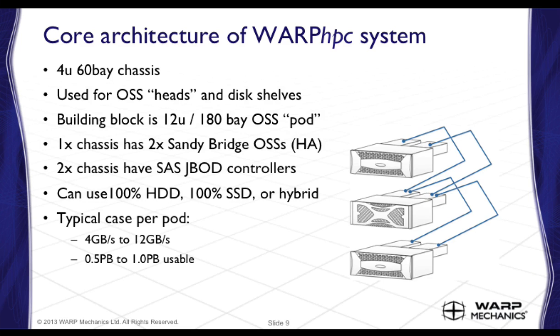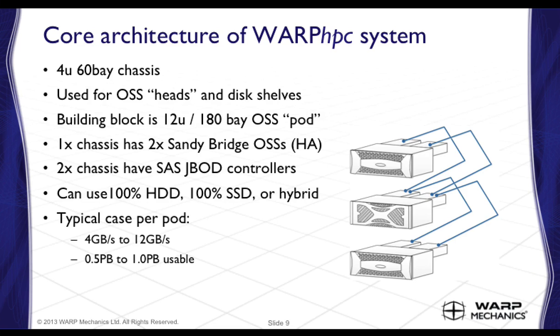And depending on what kind of drives you pick and what kind of workload you're running, we get between 4 and 12 gigabytes per second per pod. So if you're doing a pure SSD solution or a hybrid solution and get a lot of cache hits, you could pretty easily get 12 gigabytes per second. And this scales linearly as you add more pods. Well, not quite linearly, but pretty close.